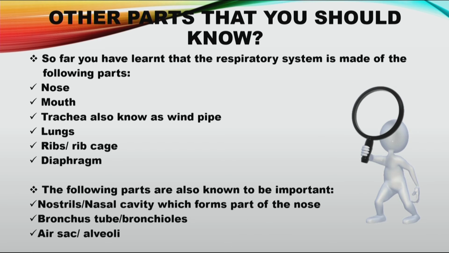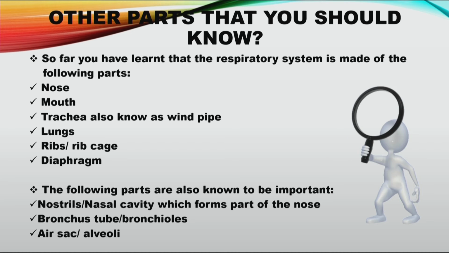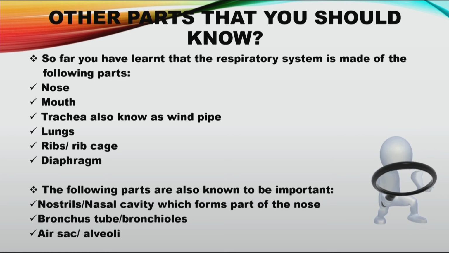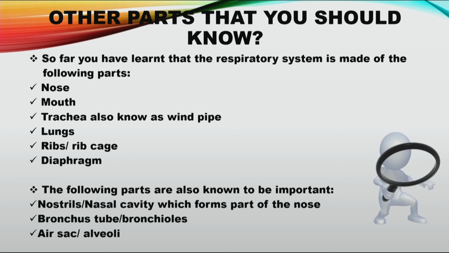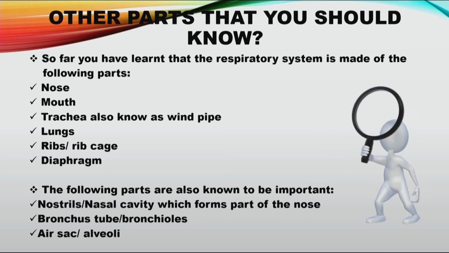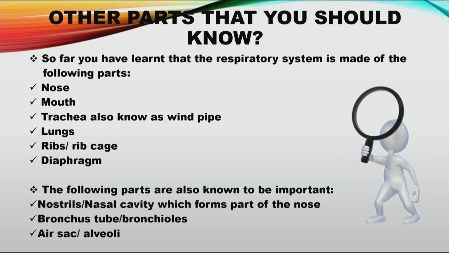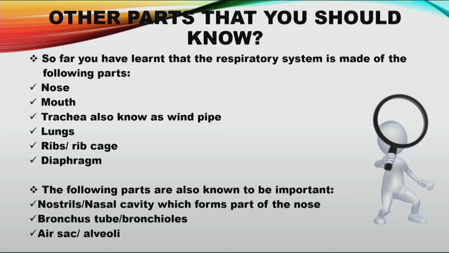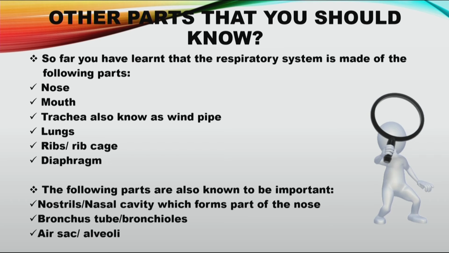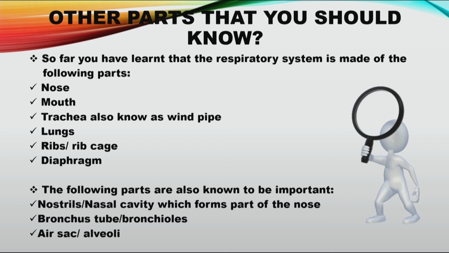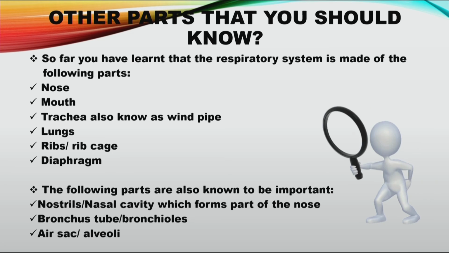Okay. Now, apart from the parts that we have mentioned, we have other parts that you should know. So far you have learned that the respiratory system is made of the following parts. You can say it with me. The nose, the mouth, the trachea, also known as windpipe, by the way, lungs, the ribs or the rib cage, and definitely the diaphragm. On top of that, we have these important parts as well. The nostril, the nasal cavity, which form parts of the nose, bronchus tube, bronchioles, air sac, and alveoli. Take note of this as well, okay?